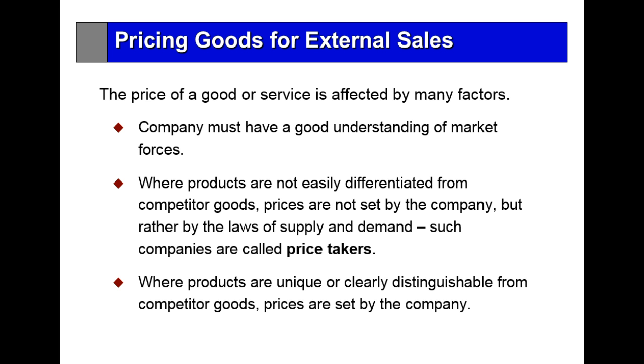The price of goods or services is affected in lots of different ways. Companies must have an understanding of the market and the various competitors in the market. Where products are not easily differentiated from competitors' goods, prices are not set by the company, but rather by the law of supply and demand. Such companies are called price takers. Where products are unique or clearly distinguishable from competitors' goods, prices get set by the company.